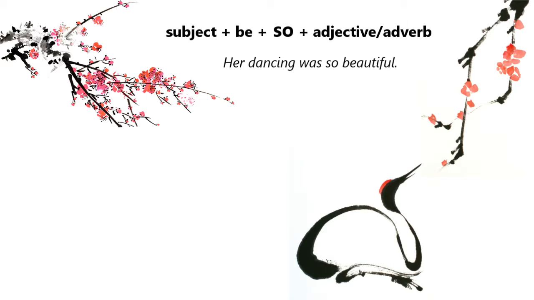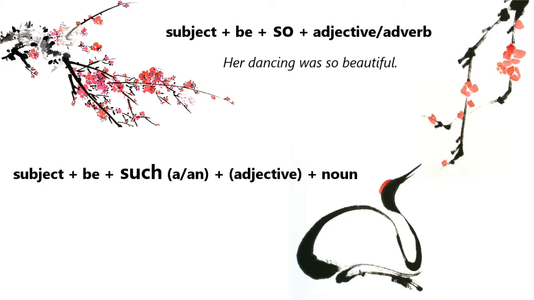More emotional, much stronger. Now, to make these sentences, for so, you put subject, be, so, then an adjective or adverb. Her dancing was so beautiful. For such, we put subject, be, such, a, an. Then adjective, you can leave the adjective out or you can keep the adjective in. Then a noun. She is such an amazing dancer.